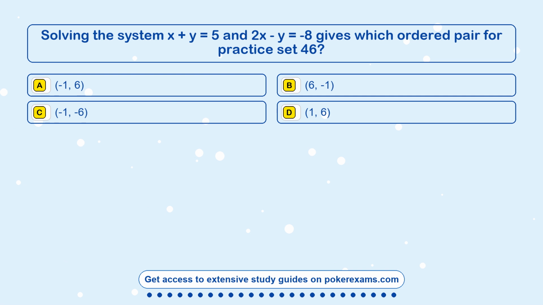Question 12. Solving the system x plus y equals 5 and 2x minus y equals minus 8 gives which ordered pair for practice set 46? Option A, minus 1, 6. Option B, 6, minus 1. Option C, minus 1, minus 6. Option D, 1, 6.